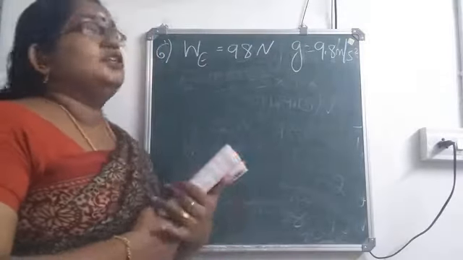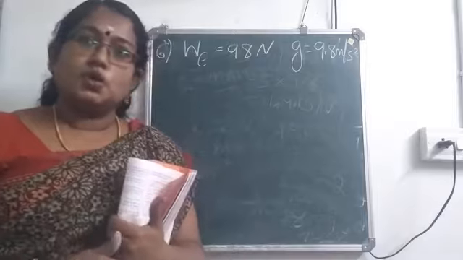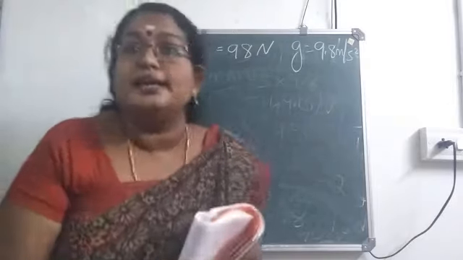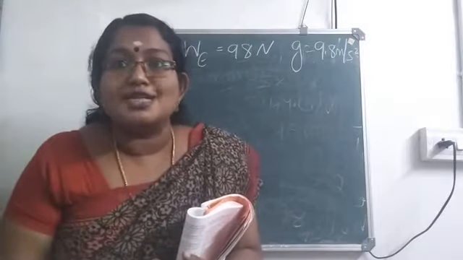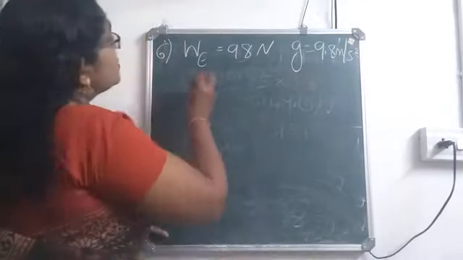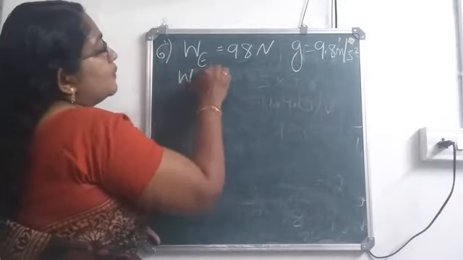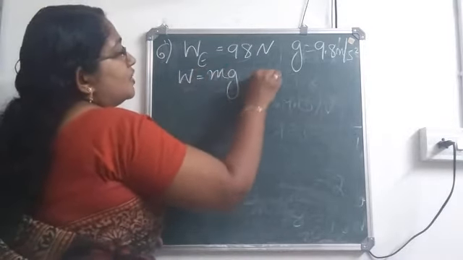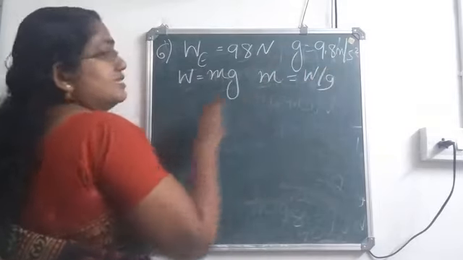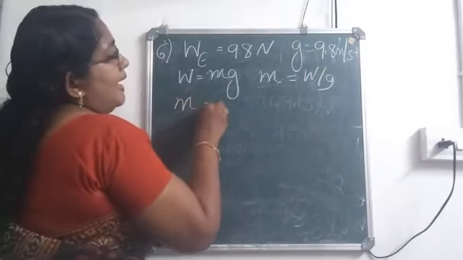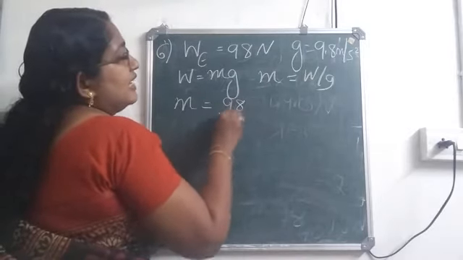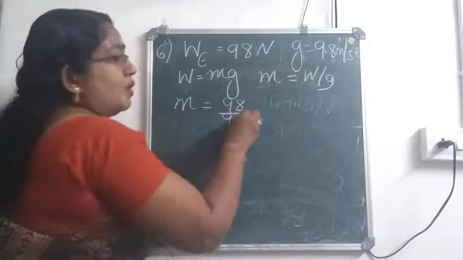We know the weight on Earth. So, if you calculate from this equation, mass is a constant. So, mass on Earth as well as mass on Moon will be same. So, what you can do? W equal to mg, or we know that m is equal to W by g, isn't it? So, what will be m? Mass will be equal to 98 divided by 9.8.